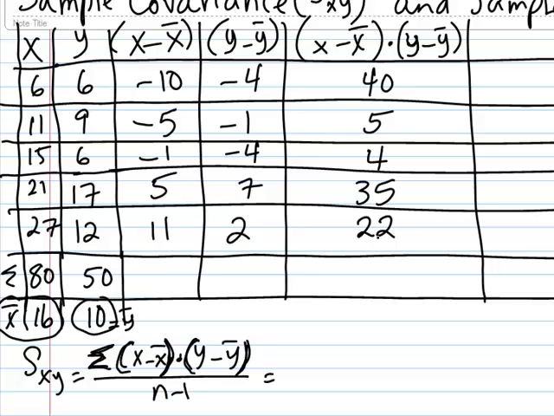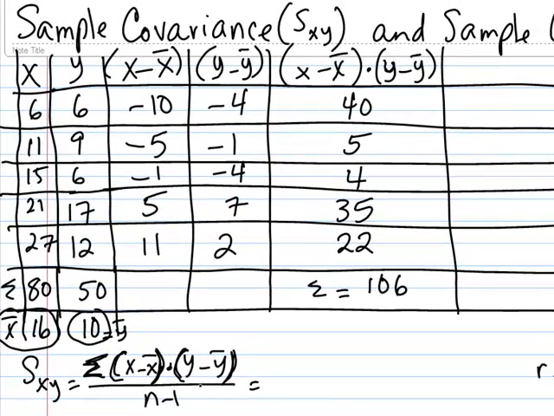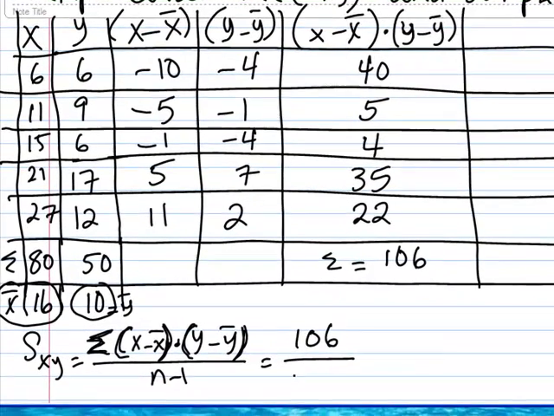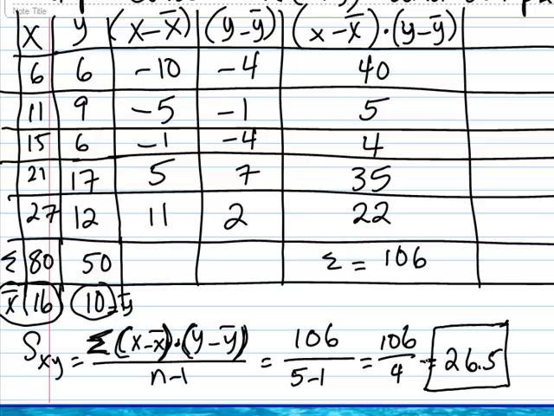As the formula says, the summation of this column is 106. So to compute the sample covariance, you take the 106 and divide it by n minus 1. And remember, our sample size was 5. So 5 minus 1, which is 4. So 106 divided by 4 gives us 26.5. And that right there is your sample covariance.